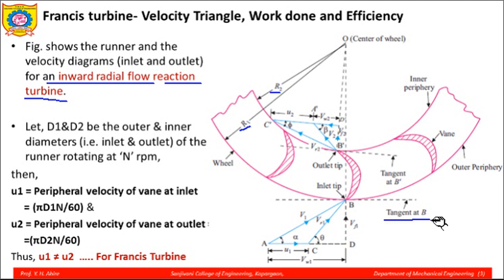This is the tangent at the inlet tip, that is point B. So this is tangent to the wheel at the inlet tip. This is the tangent at B dash, that is the outlet tip, but it is tangent to the wheel and not to the vane, right? This is not a tangent to the vane. These are tangents to the wheel peripheries, outer periphery and inner periphery.